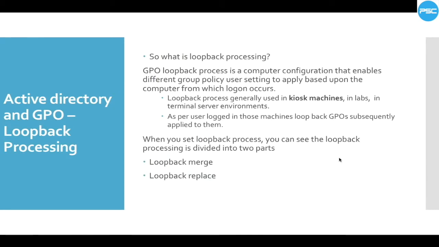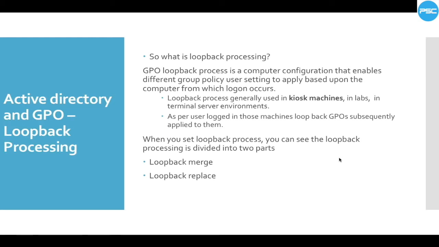So what is loopback processing in group policy? Group policy loopback processing is a computer configuration that enables different group policy user settings to apply based upon the computer from which the logon occurs. Loopback processing is generally used in kiosk machines, labs, terminal servers, training session computers, or testing environments. So as users log into those machines, loopback GPOs are subsequently applied to them.